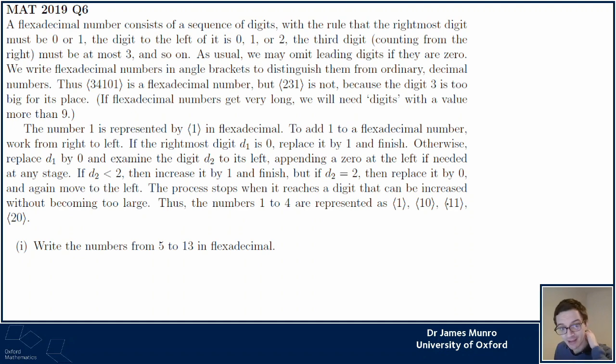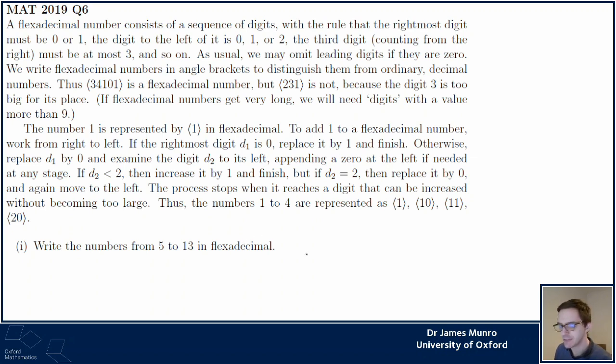And again, over there, if that makes the digit too big, then replace it with 0 and move to the left, so increase by 1 to the left. So this is the process for adding up. Okay, have I got that right? Yes, okay. If it gets too big, replace it by 0 and again move to the left.